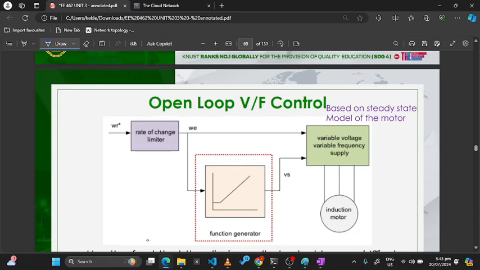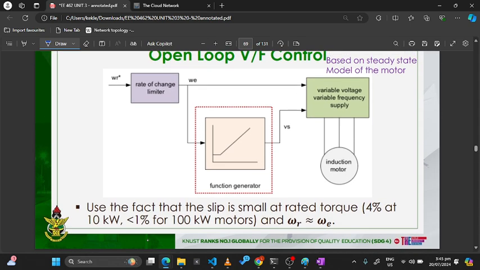Okay, open loop voltage variable frequency controls. Just look at this open loop. Because it's open loop, we are not measuring the speed of the induction motor. So what we do is we request a certain speed. Let's say we want a certain rotor speed of 1,400 RPM. Then this request for speed will go through what?